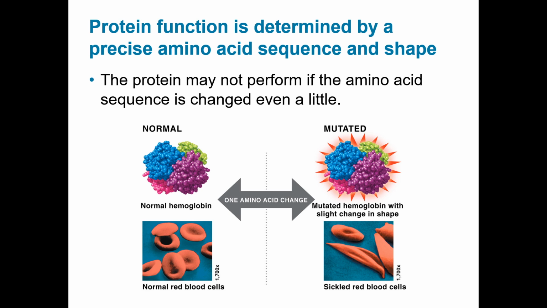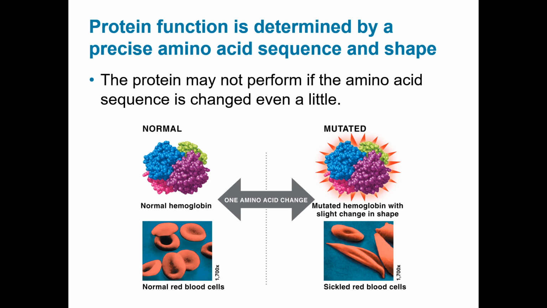So if that amino acid sequence is changed, or something causes that protein structure to change, the function can be completely disrupted in certain cases. Take sickle cell disease, for example. We'll talk more about sickle cell disease later on in the course.